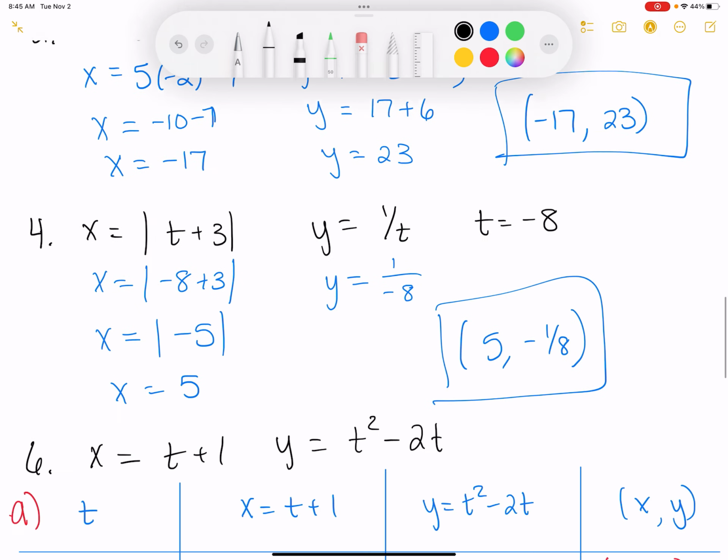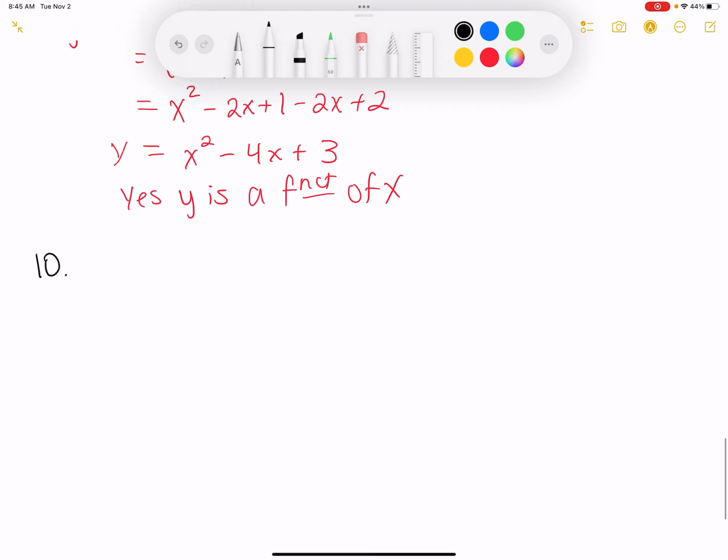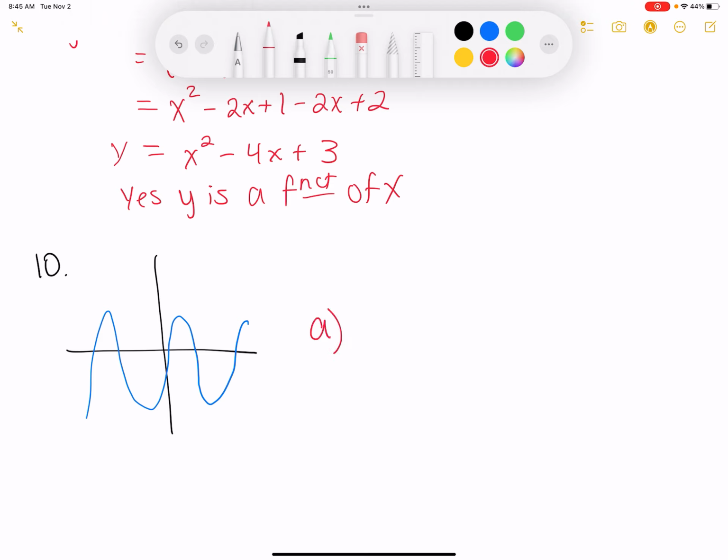So, number 10, we've got something that looks like that. Okay, so first we want to know if it's a function, and then we want to know if it has an inverse that's a function.